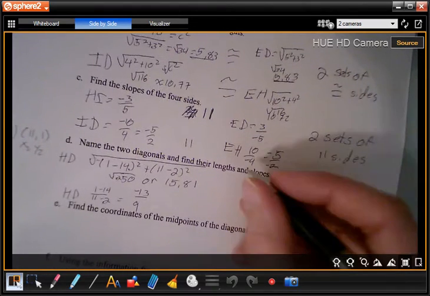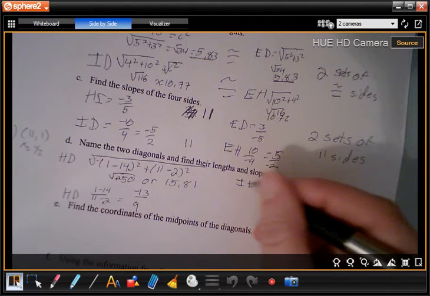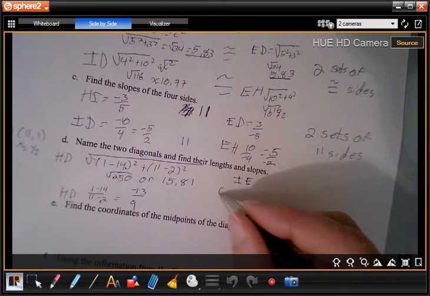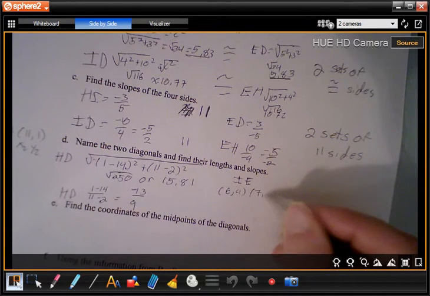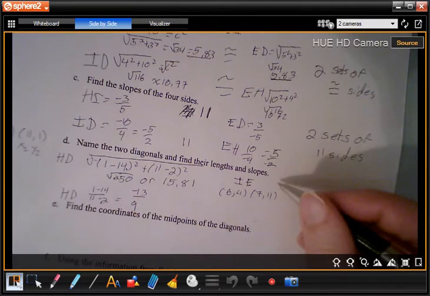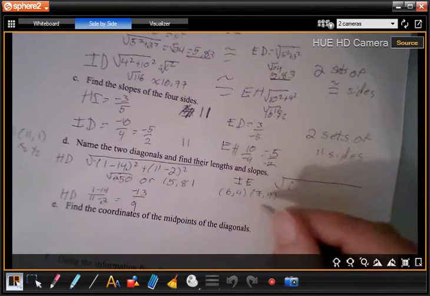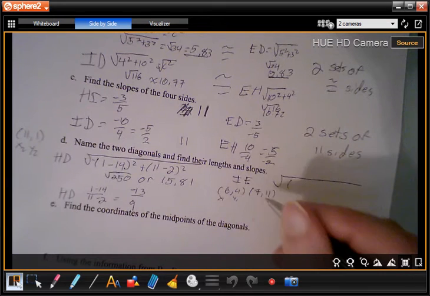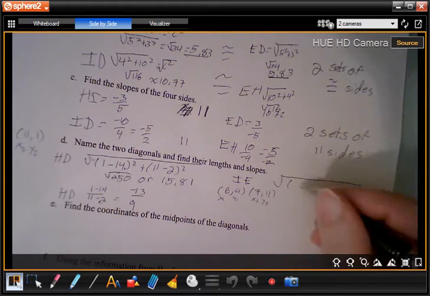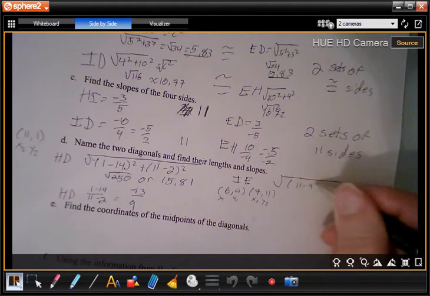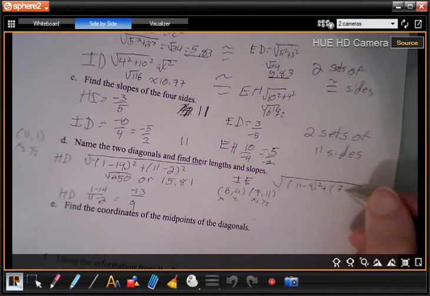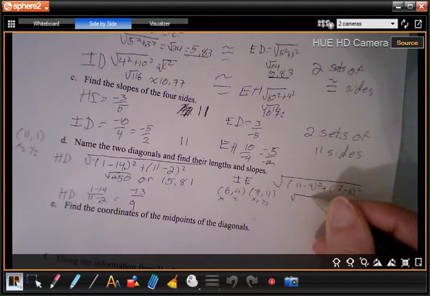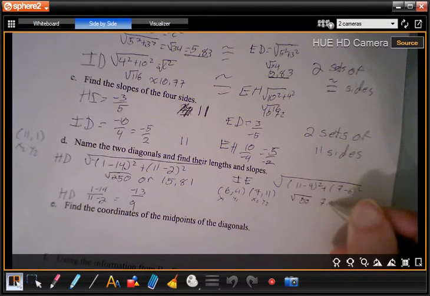Then we're going to look at I to E. Okay, I to E, the points are (6, 4) and (7, 11). It doesn't really matter which way you write them. You could have written them the opposite way. You would have been fine. We're going to label them x1, y1, x2, y2. And we're going to go 11 minus 4 squared plus 7 minus 6 squared. And we're going to get the square root of 50, or 7.07.